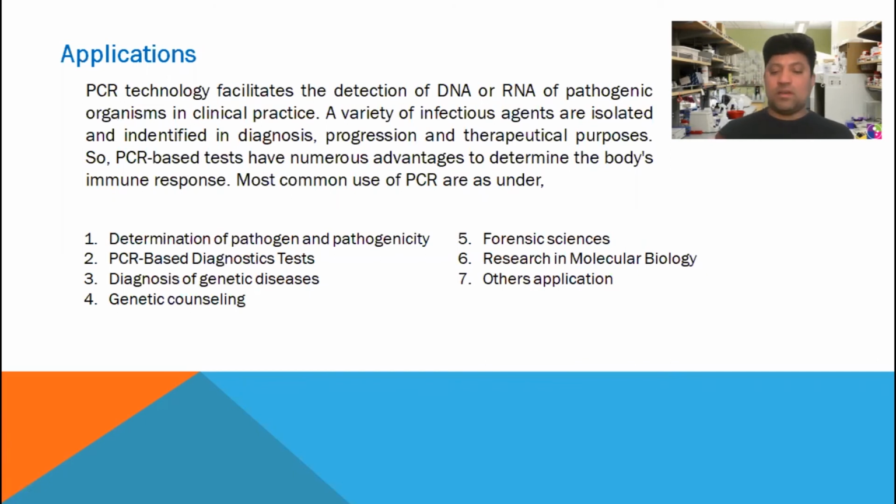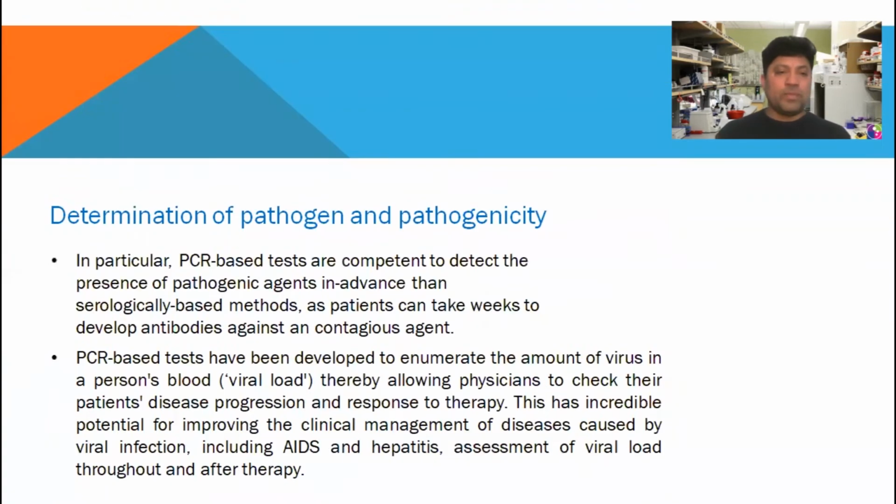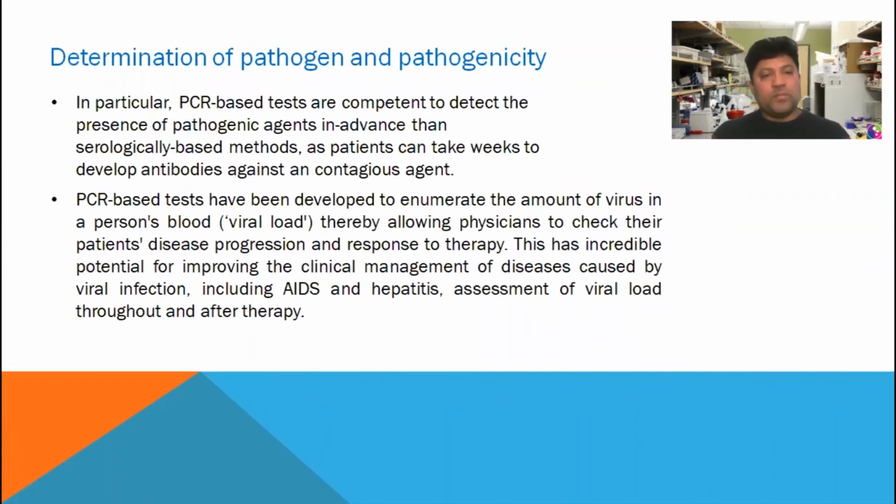The last one is the other miscellaneous application. Okay, well, now we are going to discuss one by one determination of pathogenic and pathogenicity. In particular, PCR-based tests are competent to detect the presence of pathogenic agent in advance. Then serological-based method, as patient can take a week to develop antibody against particular contagious infectious agents.